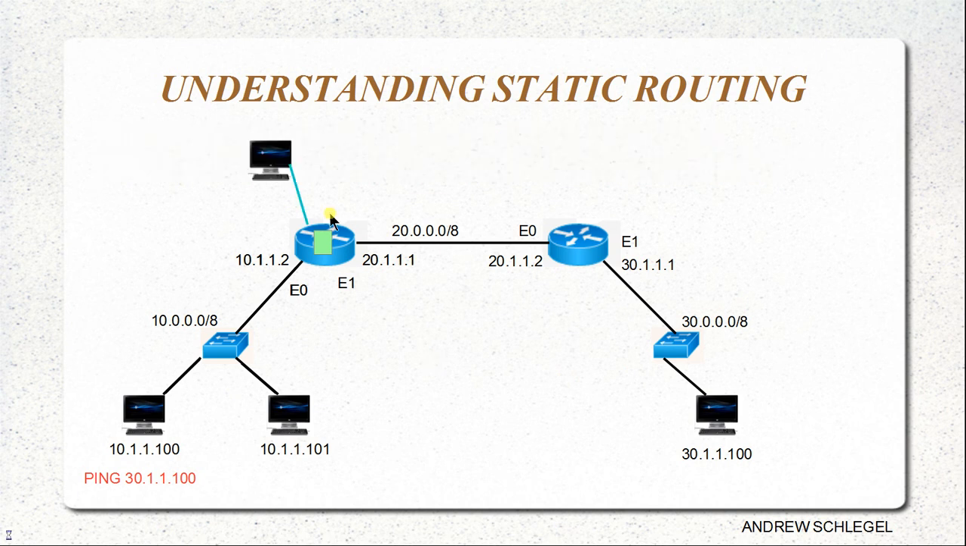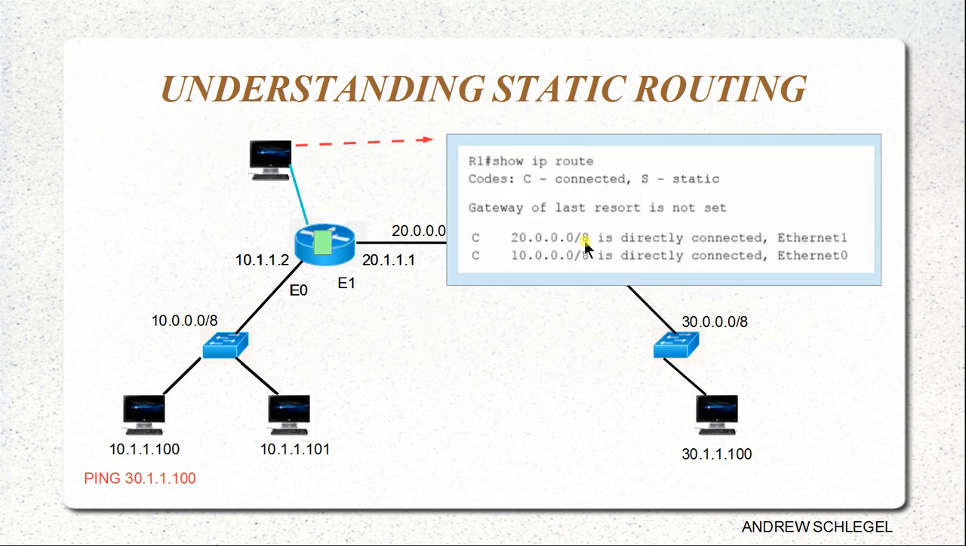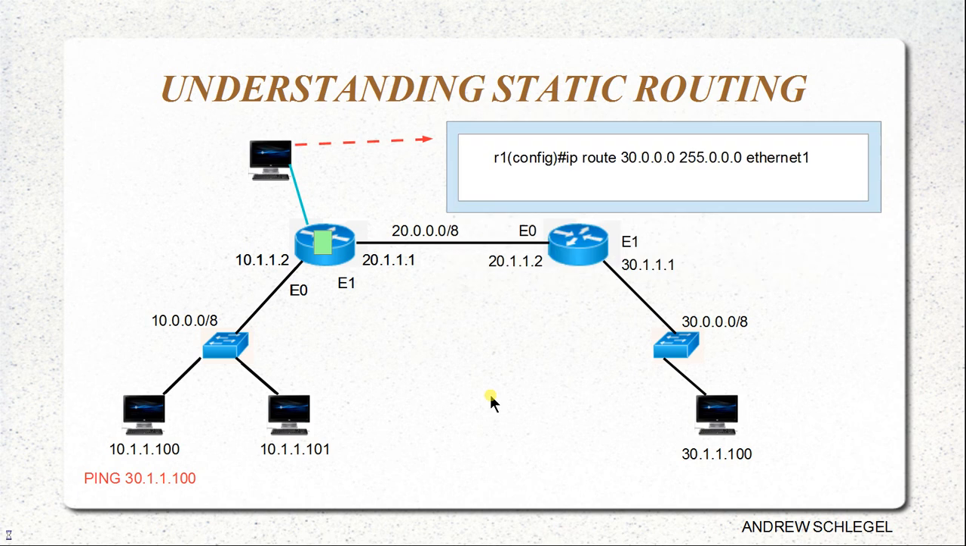Okay, but we can go ahead and hook up this PC with the rollover cable into the console port and do show IP route, and then we're looking at the routing table. So we can see that this router knows about the 20 network and the 10 network, but not the 30 network, and we already knew that. But what we can do is we can go ahead and enter a static route.